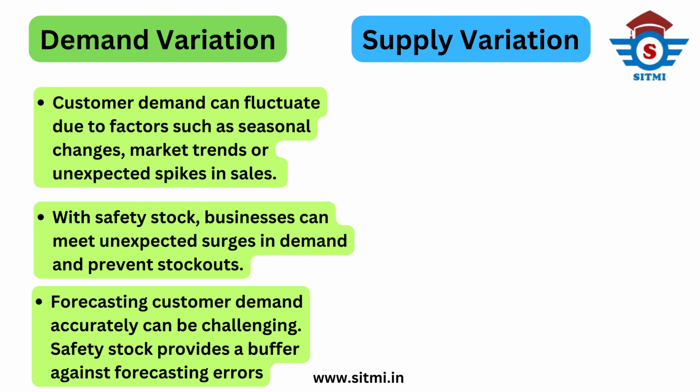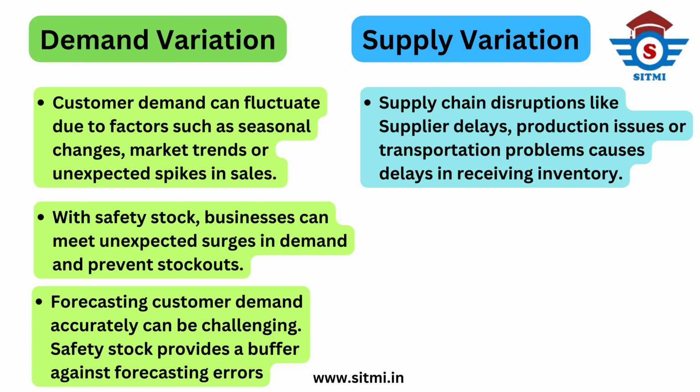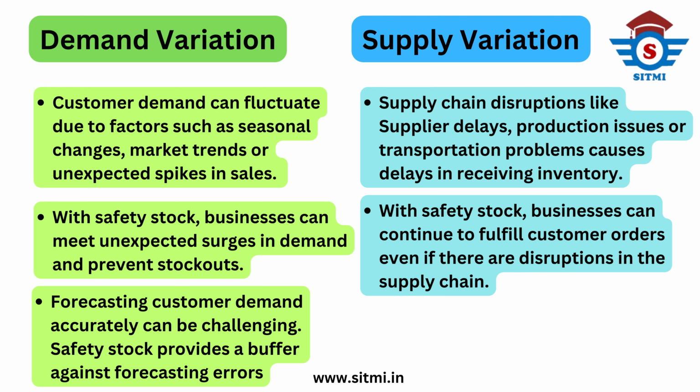Now let's understand supply variation. Supply variation is about safety stock acting as a cushion against supply chain disruptions. We all know there are many supply disruptions, which can include supplier delays, production issues, or transportation problems, and they all cause a delay in receiving inventory from suppliers or external organizations. By maintaining safety stock, businesses can continue to fulfill customer orders even if there are disruptions in the supply chain.